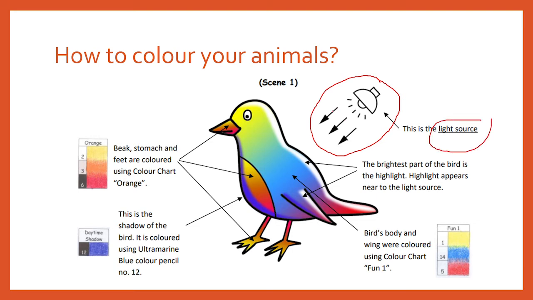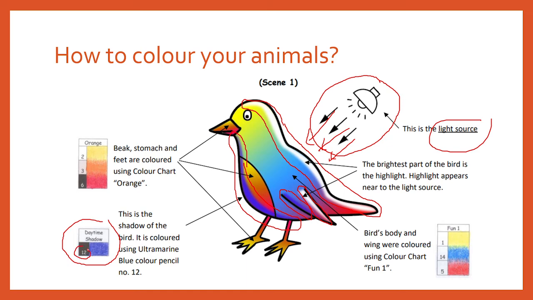If the light is shining at the back of the bird, make sure this part is white. Leave it blank, don't color it. Leave some part blank, this part also. And then the other side, which is away from the light, is actually bluish, dark blue, a daytime shadow, using color pencil number 12, ultramarine blue. I'll use ultramarine blue color pencil number 12 for the shadow area.